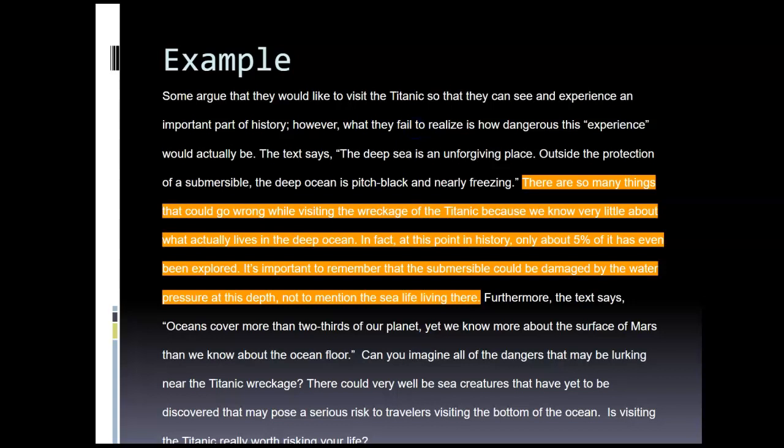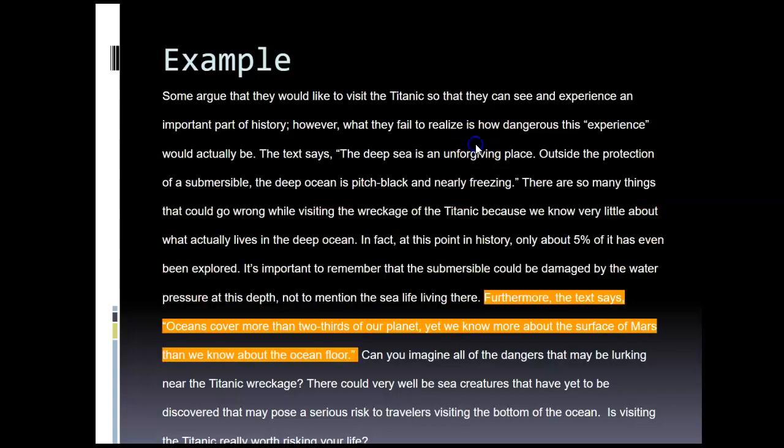And now for my E2, I'm going to explain why that is dangerous. And this is in my own words because my explanation is not copied from the text. It is from my own brain. "There are so many things that could go wrong while visiting the wreckage of the Titanic because we know very little about what actually lives in the deep ocean. In fact, at this point in history, only about 5% of it has even been explored. It's important to remember that the submersible could be damaged by the water pressure at this depth, not to mention the sea life living there." Remember that your E2 should be at least 2 sentences. For this E2, I wrote 3 sentences, and that is okay, but we need to have at least 2.